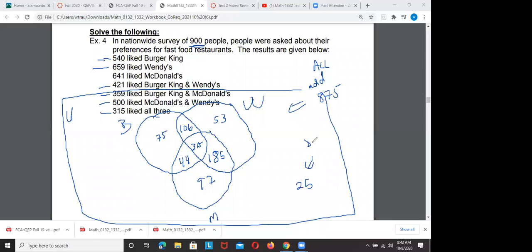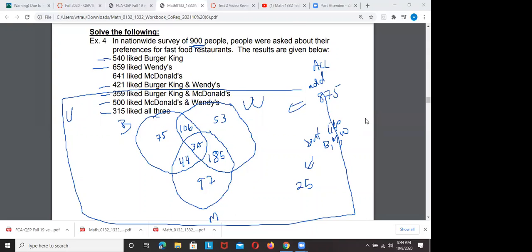These people don't like burgers. They don't like Burger King, McDonald's, or Wendy's. They don't like any of those. So I'm not sure which one we got wrong last time. It looked like the 53 might have been an error. But it's the same process we just did, except I must have typed something in wrong for one of the numbers. But now when we add them all up, it's 875. There should be 900. So 25 don't like any of them.